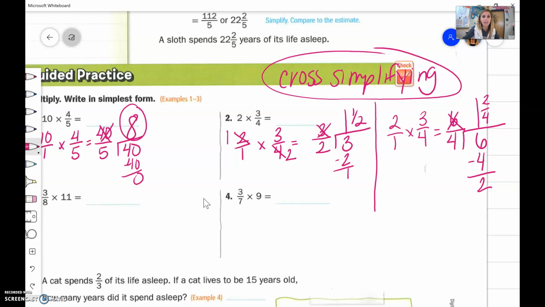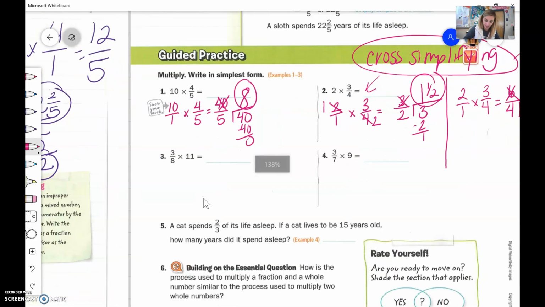Well, Mrs. Horner, that's not the same. Well, this is not simplified. We have to divide each of these by 2, which gives me 1 and 1/2. The exact same answer. We can cross-simplify in the beginning, or we're going to end up simplifying at the end. It does not matter. Okay?